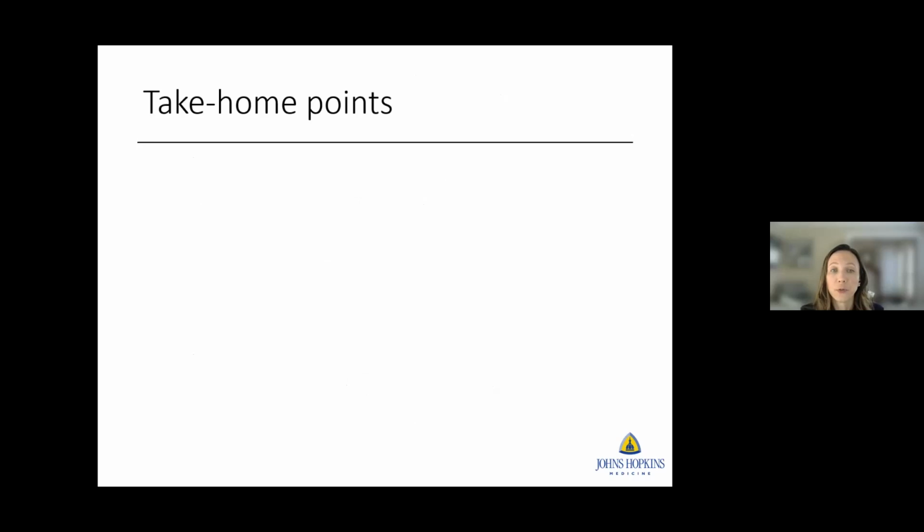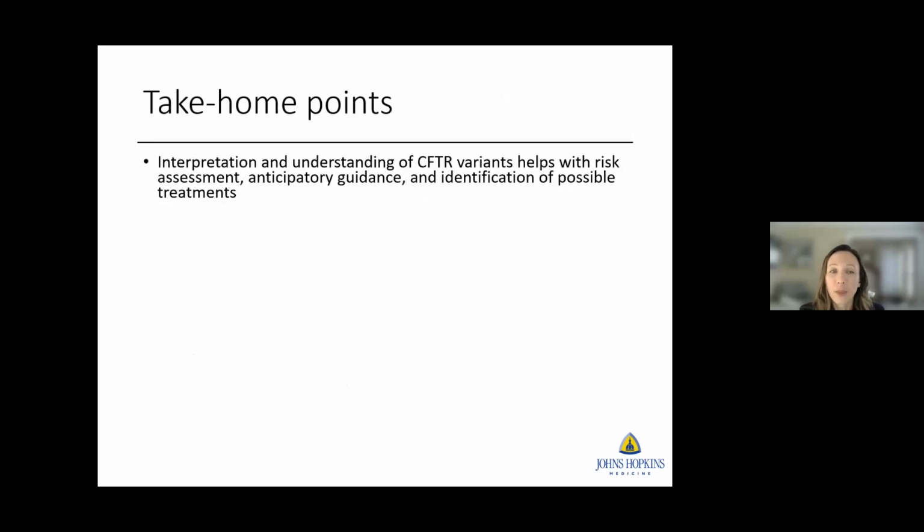So we'll wrap up here. I have two take-home point slides. So, bridging part 1 and part 2, interpretation and understanding of CFTR variants helps with risk assessment, anticipatory guidance, and identification of possible treatments.